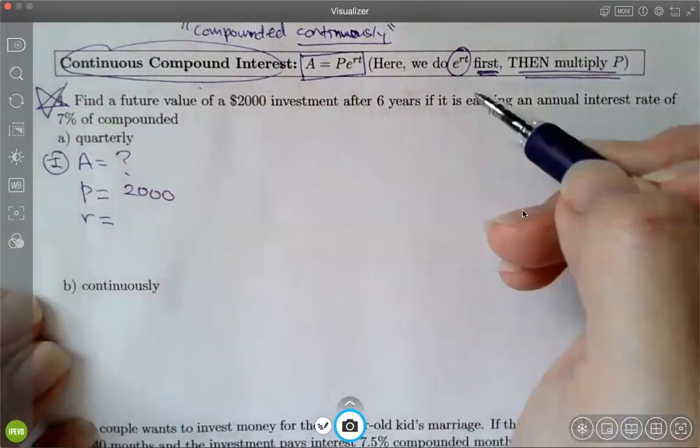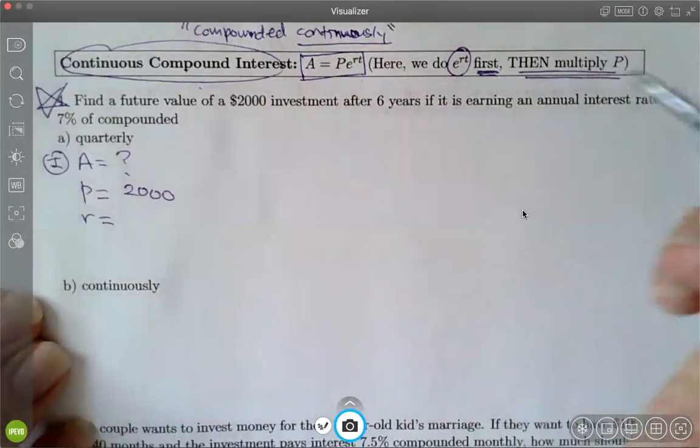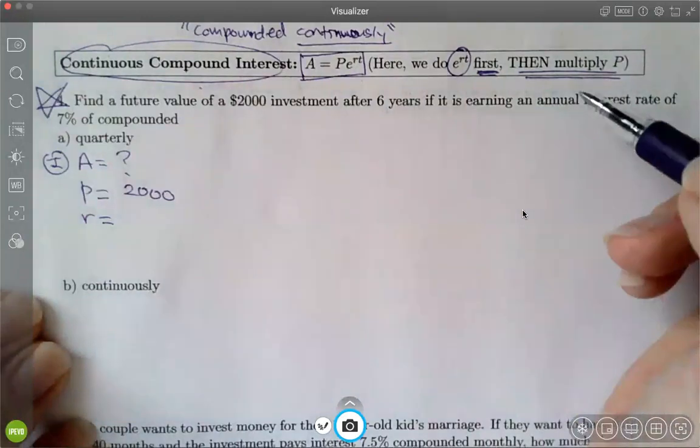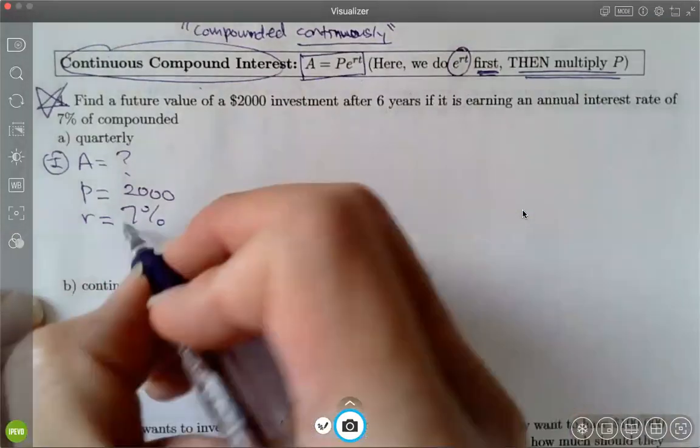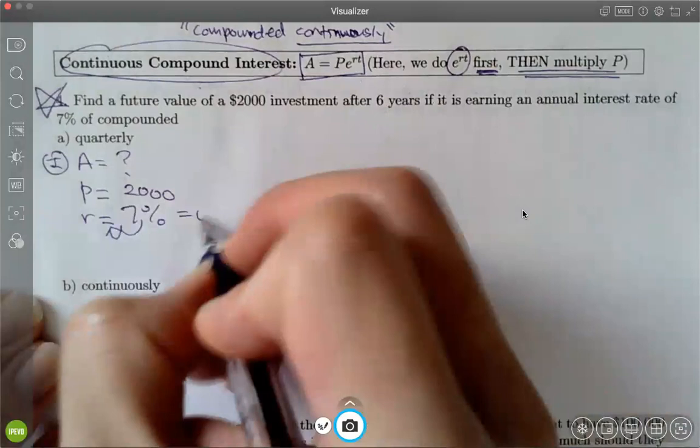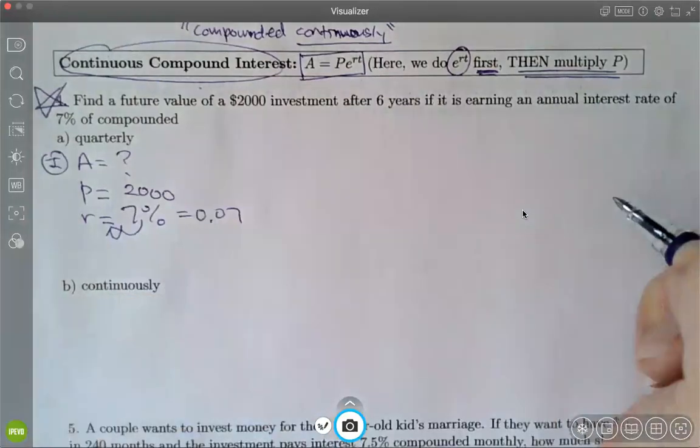7%, right? But do we use 7 for r? No. What do you have to do? Convert this into a decimal, right? So what do you do? 0.07. Remember, you must convert percent into a decimal. If you don't, you will get the wrong answer.